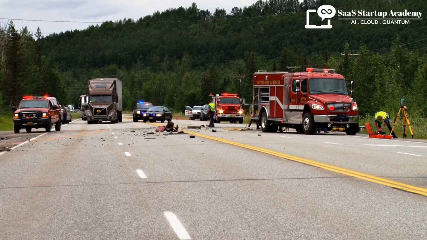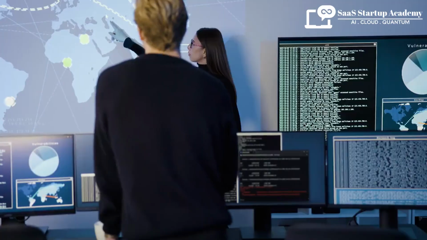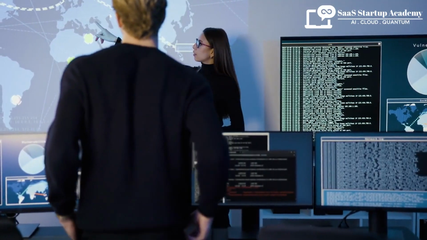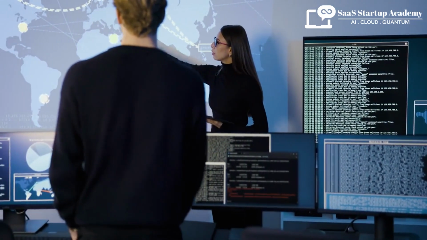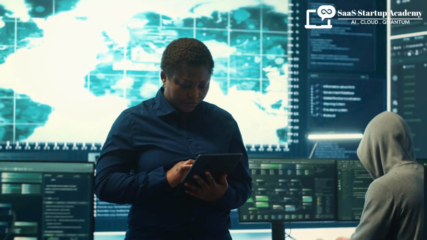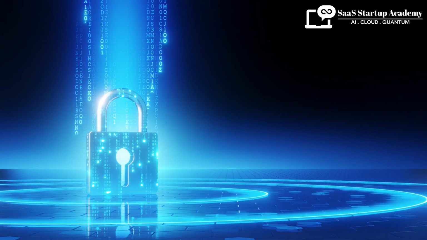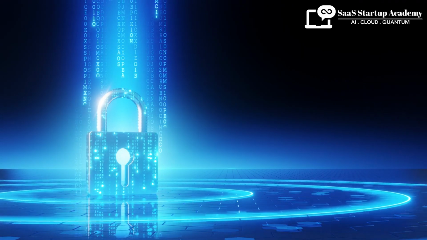Incident response plans. Every critical infrastructure organization should have a comprehensive incident response plan in place. This includes regular drills and simulations to ensure that all stakeholders are prepared to respond to cyber incidents. Regulatory compliance. Governments often impose regulations to ensure that critical infrastructure operators adhere to certain cybersecurity standards. Compliance with these regulations is essential for maintaining security and resilience.